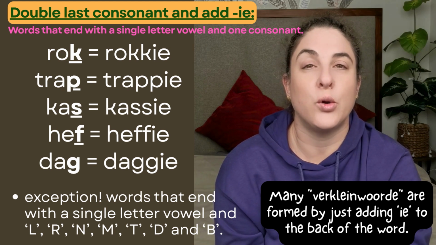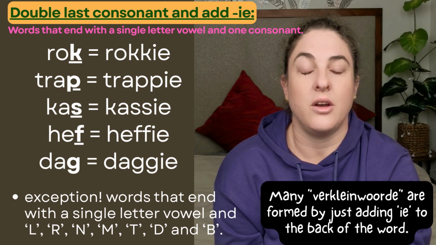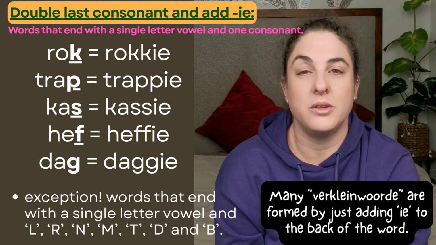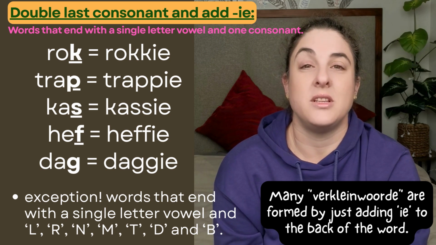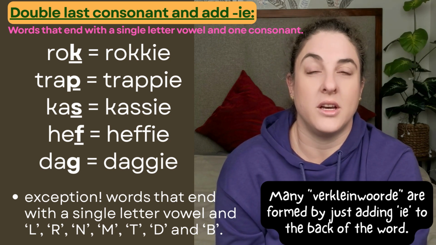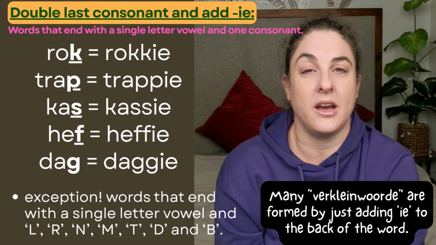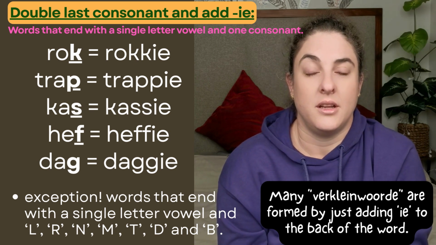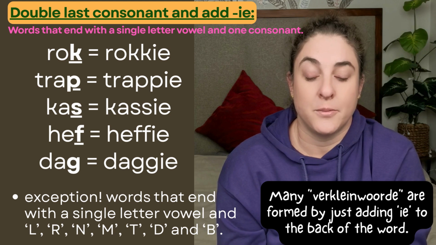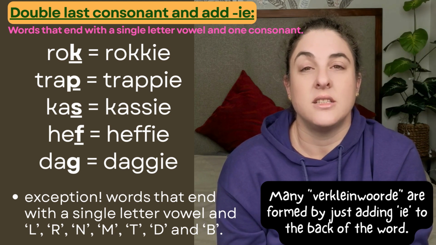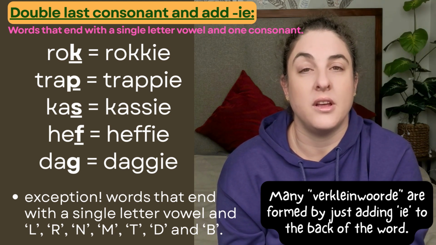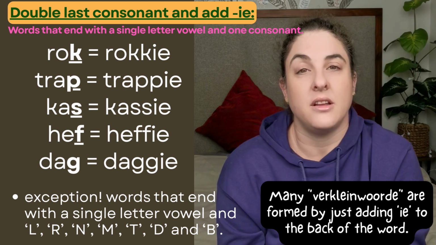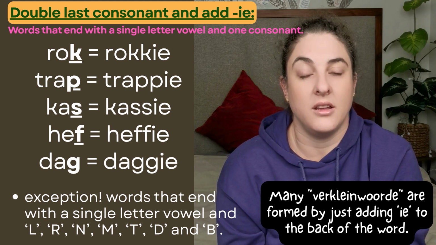Then you get rokkie. Now, if you know the Afrikaans plurals, you'll know that the plural is formed in the same way for rokke, which is double the K and then add an E. Then we have trap, and that becomes trappie, kas, kassie, hef, heffie, and dag, daggie.